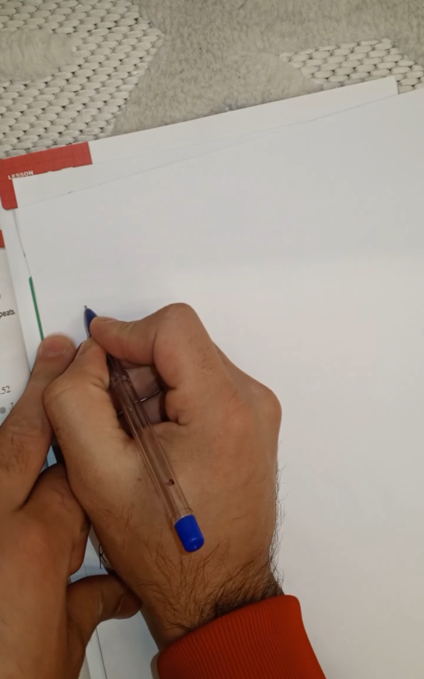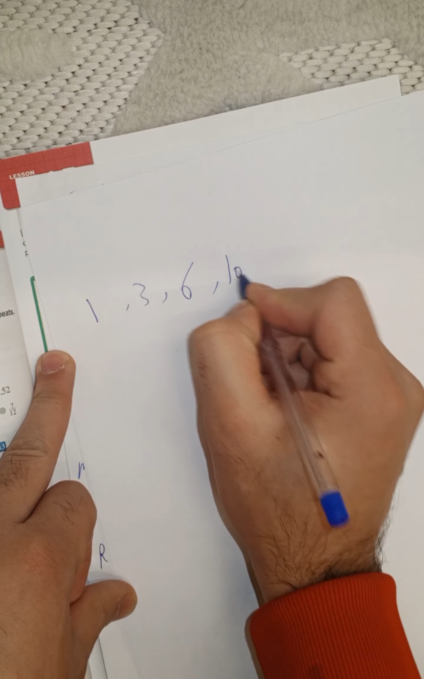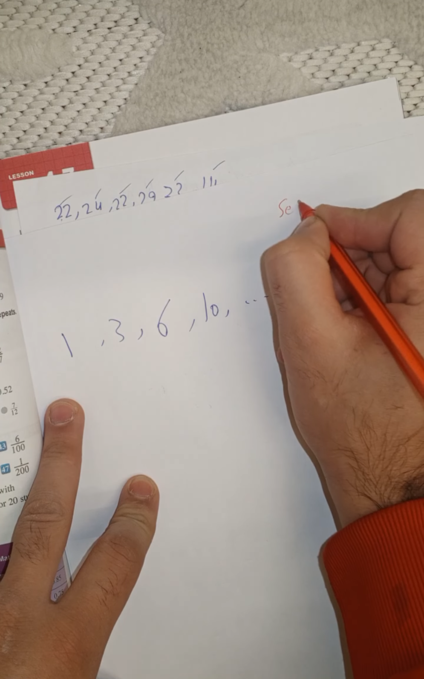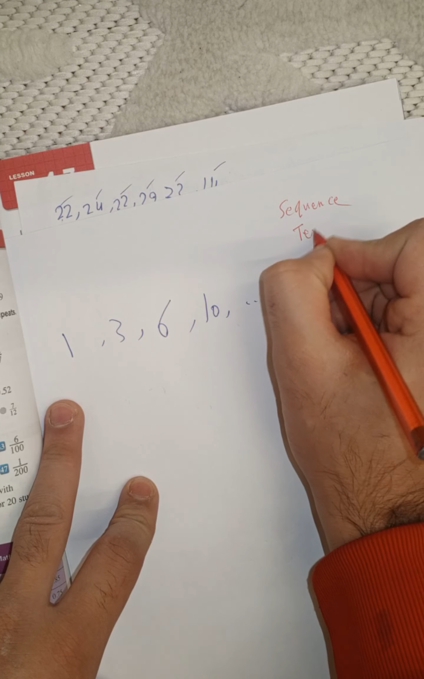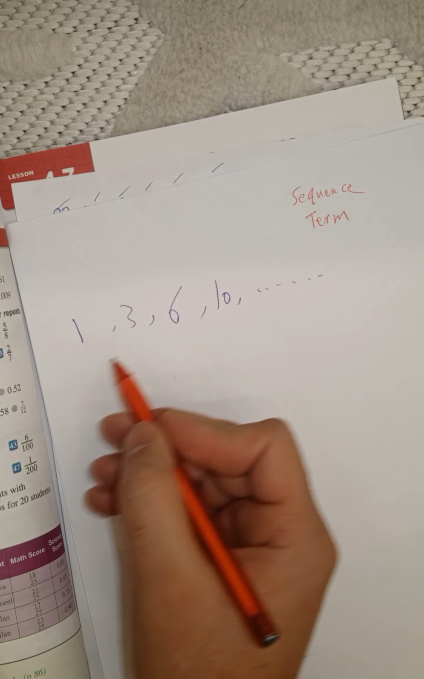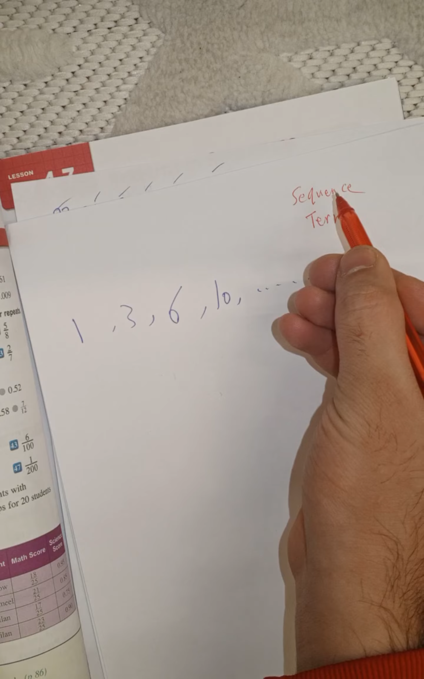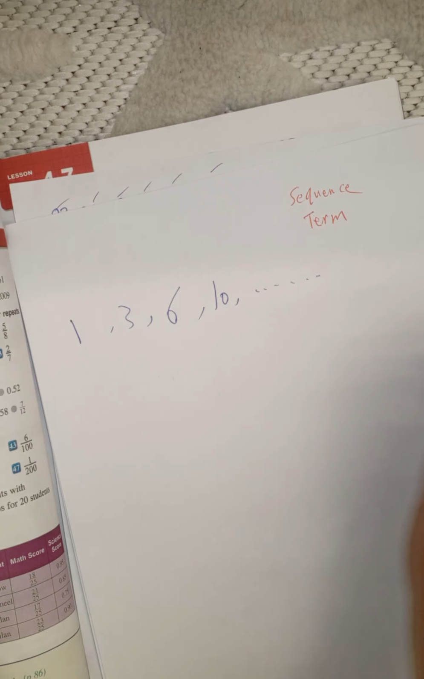For example, if we have 1, 3, 6, 10 and so on. Okay, sequence. As we can see, this is a set of numbers and these numbers are ordered from smallest to biggest, so this set of numbers is called the sequence. Okay, a sequence is an ordered set of numbers.